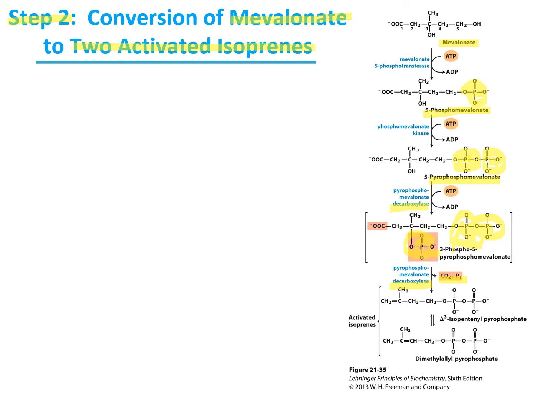So these isoprenes have got different names. The first one formed is isopentenyl pyrophosphate. The short name for this one, if you want to remember, you can simply remember it as IPP. So isopentenyl pyrophosphate, or IPP, is the first of the activated isoprenes. And the second one made is dimethylallyl pyrophosphate, or DMPP, is the name of the second isoprene.